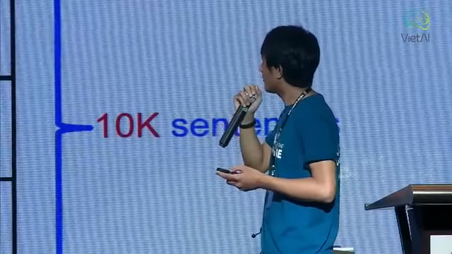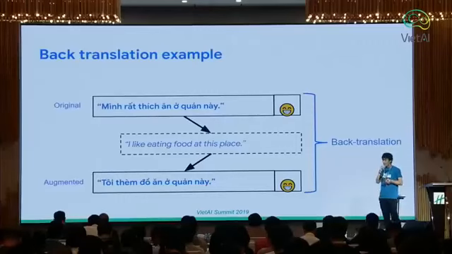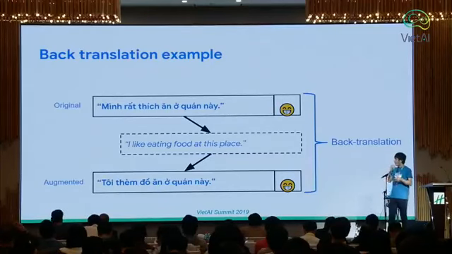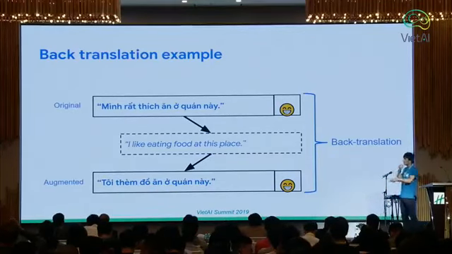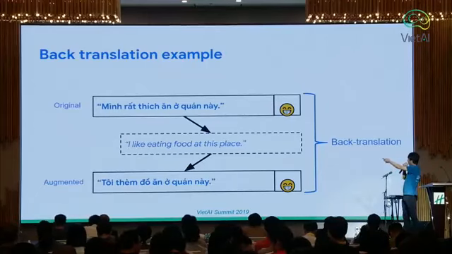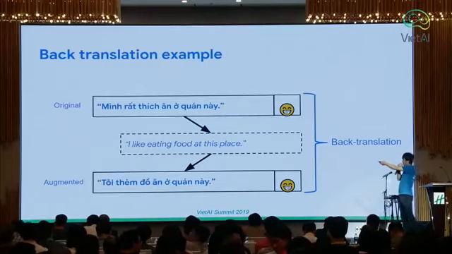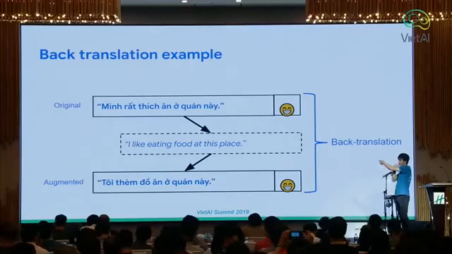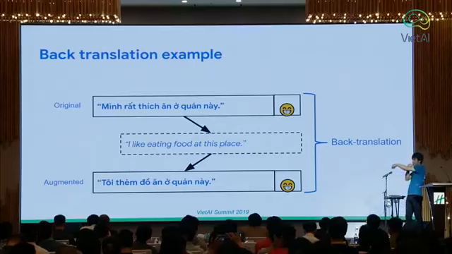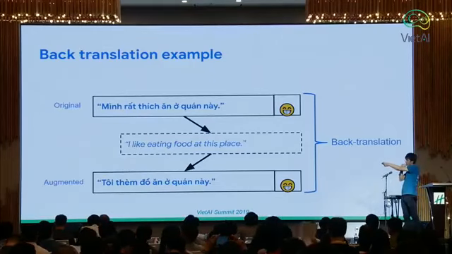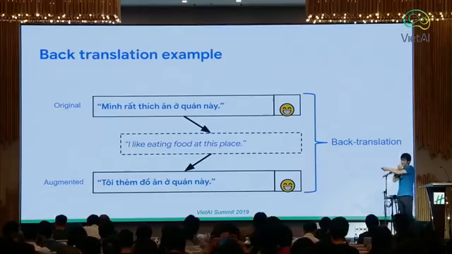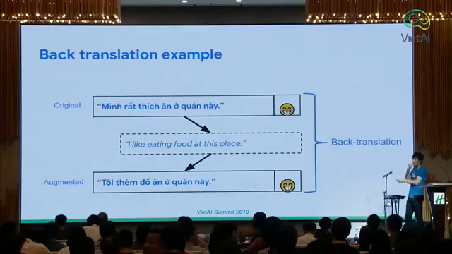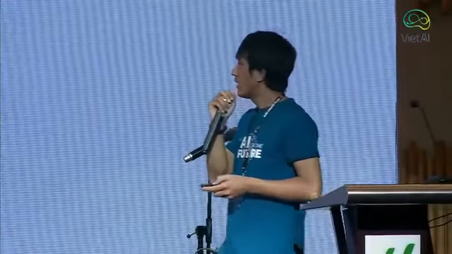So we need to augment using back translation, as I said before. Let's choose one example for back translation. As you can see, the original sentence here, when translated to English, becomes "I like eating food at this place", and then we translate it back to Vietnamese. So the augmented sentence would be a paraphrase that has the same meaning as the original sentence. And by using back translation, we can double the size of the training set, which is helpful for later training.